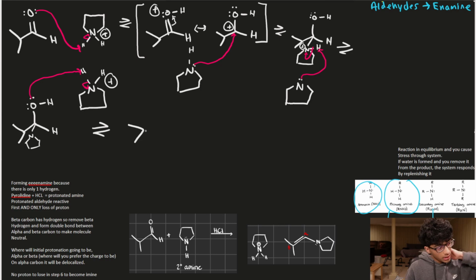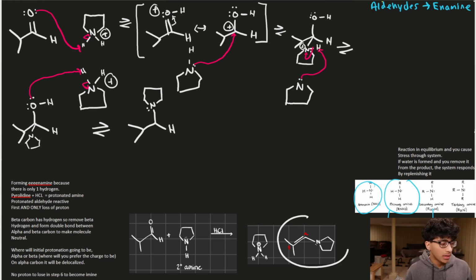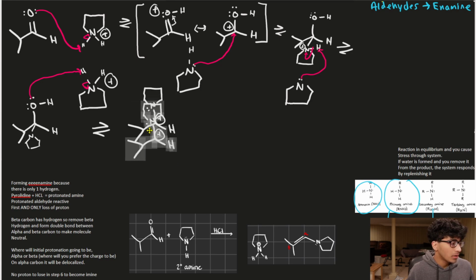So this leaves, and now we end up forming a carbocation on the carbon itself. Let me just draw it correctly. This is the structure, and that is the hydrogen here. Now what do we do? We obviously need to make an enamine, right? Right here there's a charge. How do we make this molecule neutral?